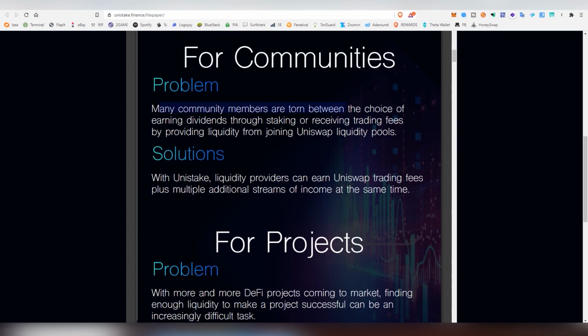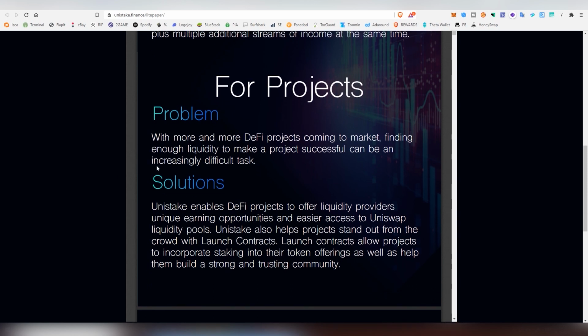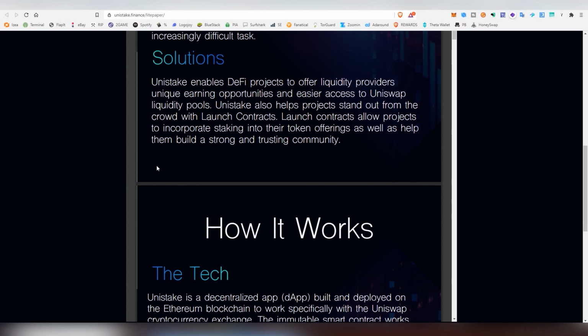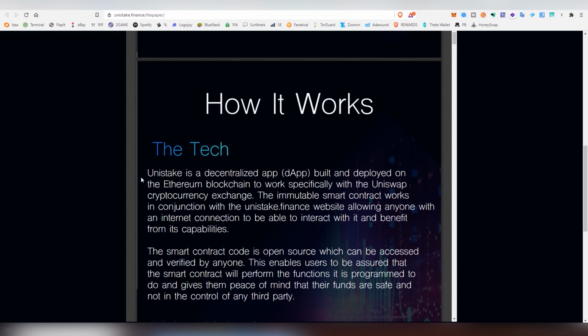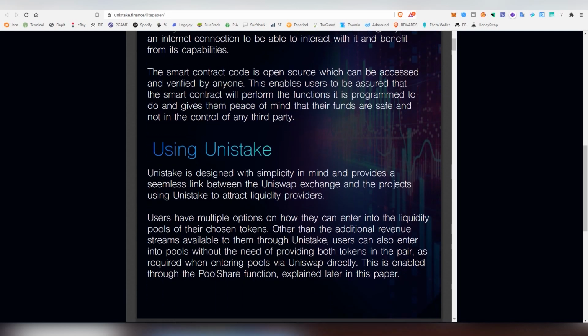So here they talk about how people are torn between the chance of earning dividends through staking or receiving trading fees by providing liquidity. This is one problem that actually exists. Another is whether LPs are better than the actual trading fees on the pools. There are many things you have to accumulate and look at in yield farming, which is very risky. And I think these types of staking systems can probably provide much safer investments in future, as long as you're investing in good projects. And basically, Unistake is doing that. They're offering a staking service on top of the liquidity providing that is happening on Uniswap.